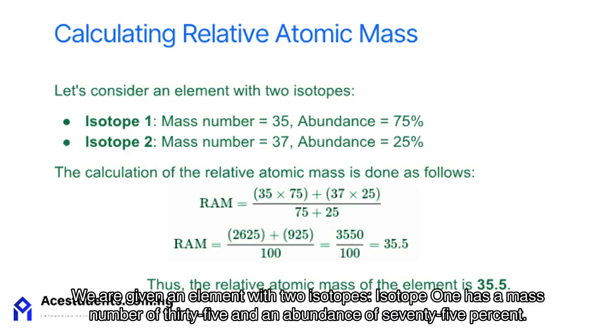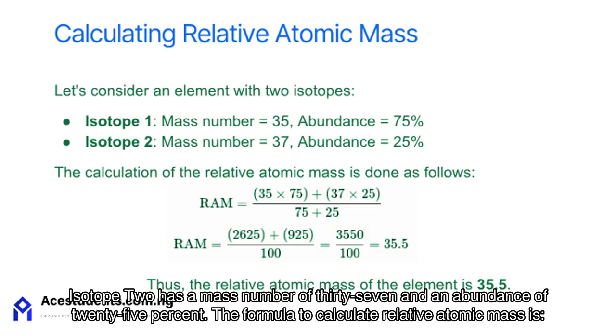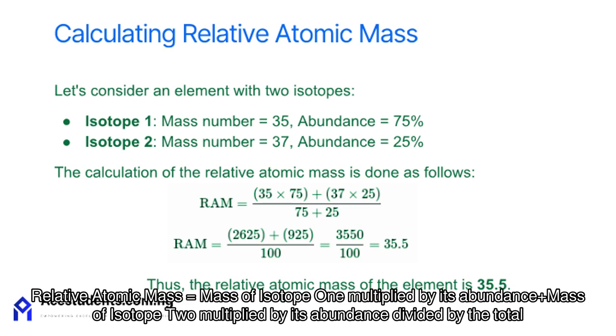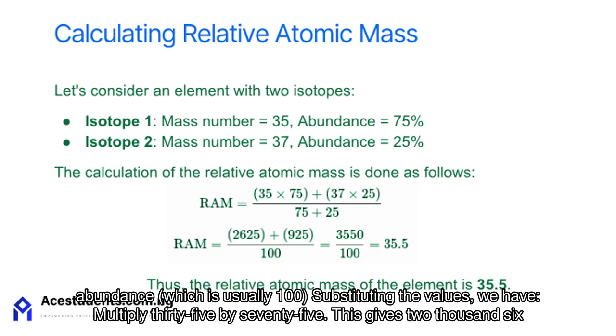Example 1. We are given an element with 2 isotopes. Isotope 1 has a mass number of 35 and an abundance of 75%. Isotope 2 has a mass number of 37 and an abundance of 25%. The formula to calculate relative atomic mass is: mass of isotope 1 multiplied by its abundance, plus mass of isotope 2 multiplied by its abundance, divided by the total abundance, which is usually 100.